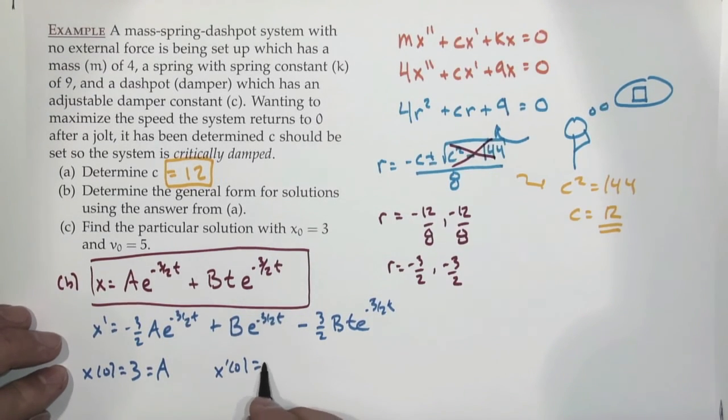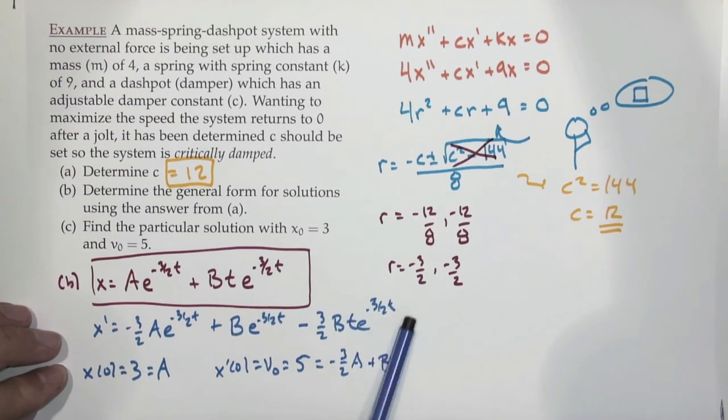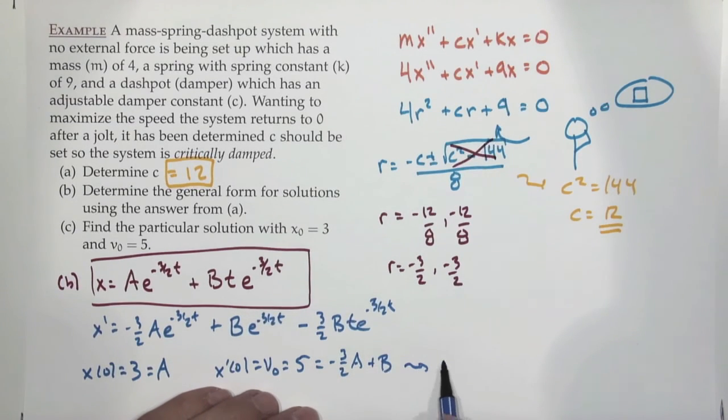That's also v of 0, which is 5. All right, when we plug 0 into here, what do we get? Well, what's this part? Negative 3/2 a. How about this part? It's b. How about this last part? 0. Great. Okay, so we know a equals 3.